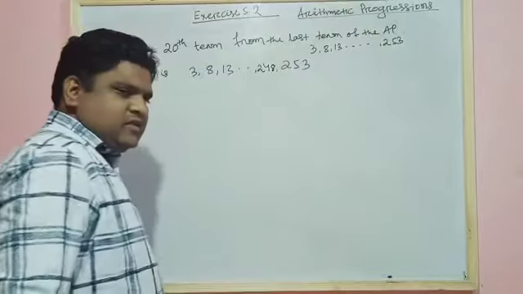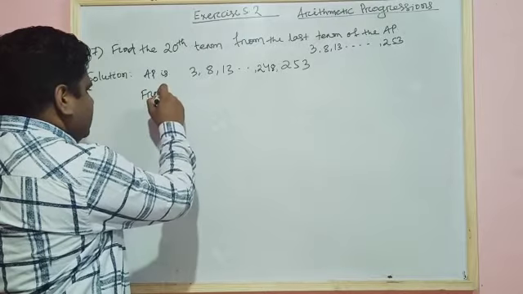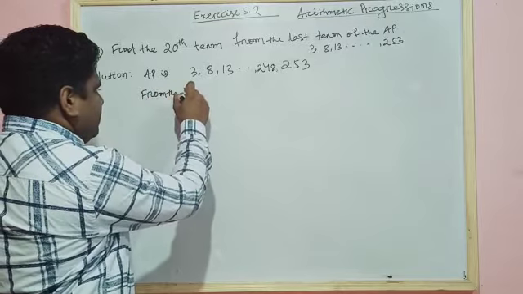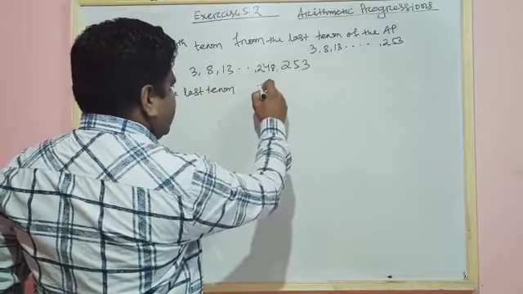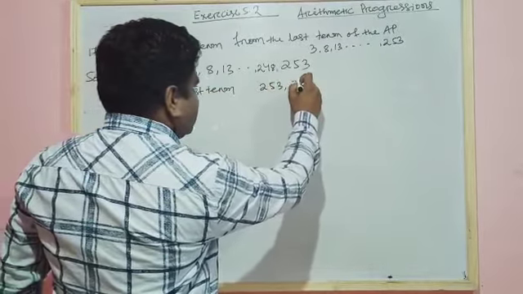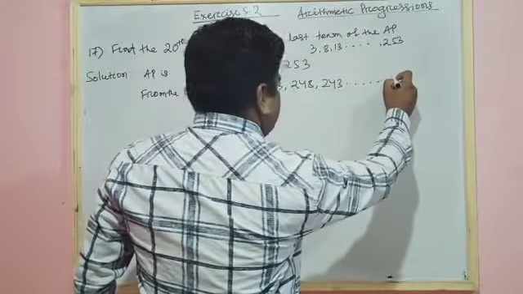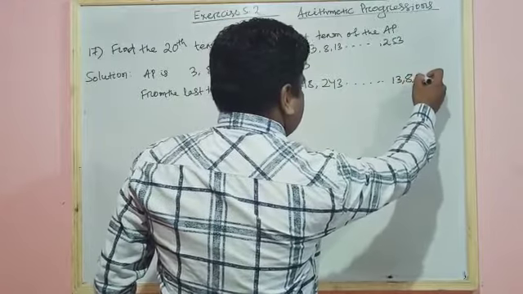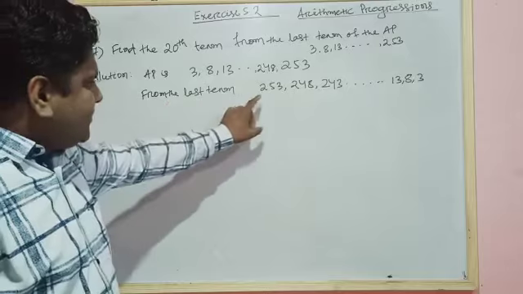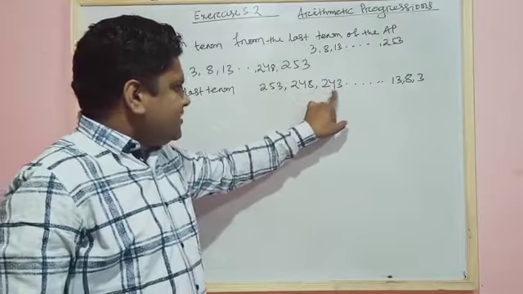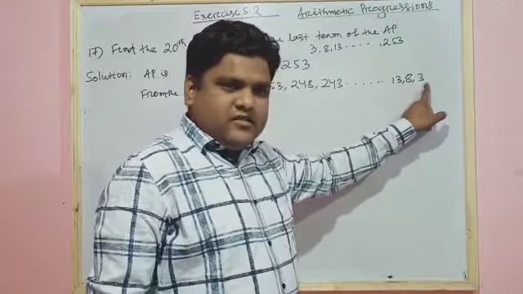Like this, we can say, writing from the last term, the AP will be 253, next 248, next 243 up to 13, 8 and 3. When we write this AP from the last term, it will be 253, 248, 243 and so on up to 13, 8, and the last term will be 3.